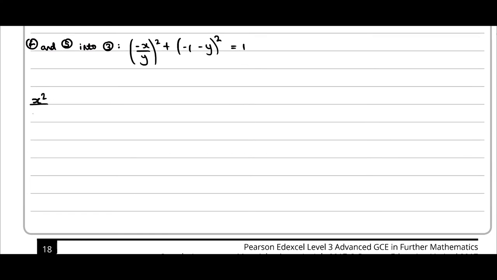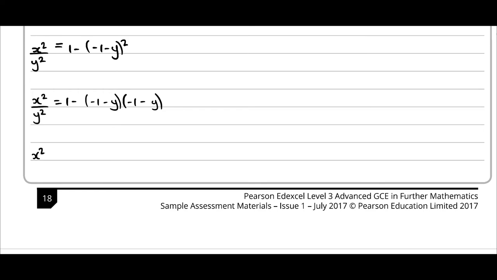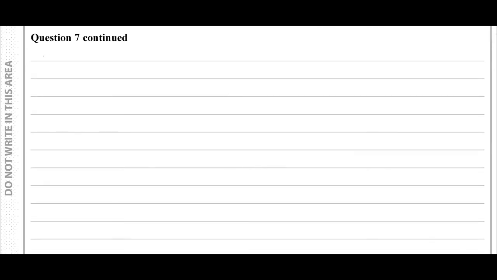So, we have x squared over y squared equals 1 minus minus 1 minus y squared. So we have x squared over y squared equals 1 minus minus 1 minus y minus 1 minus y. So we have x squared over y squared equals 1 minus y squared plus 2y plus 1. So simplifying this, we have x squared over y squared equals minus y squared minus 2y. Multiplying through by y squared, x squared is equal to minus y to the 4 minus 2y cubed. And if I factorise out a minus 1, x squared is equal to minus 1 lots of y to the 4 plus 2y cubed.